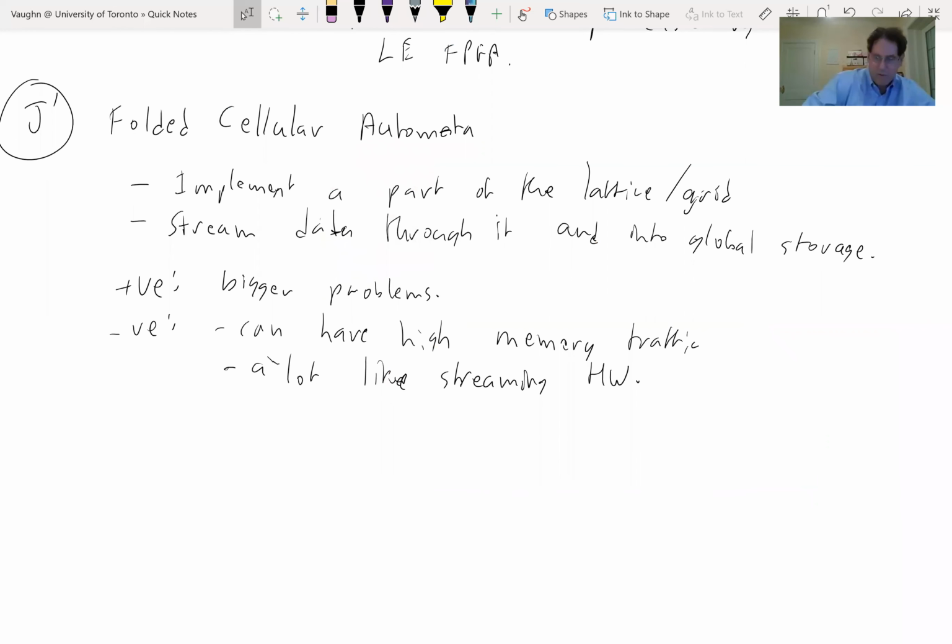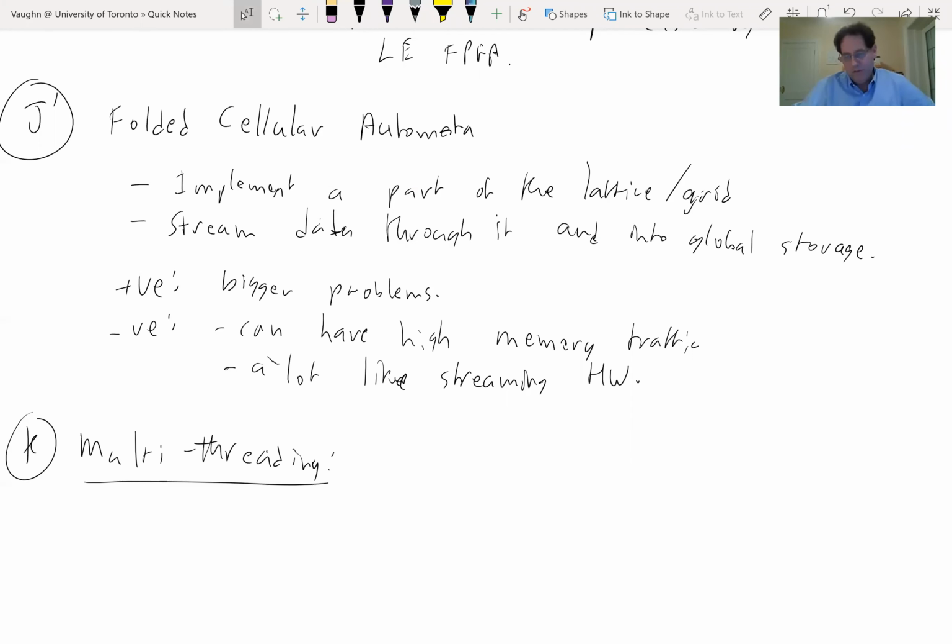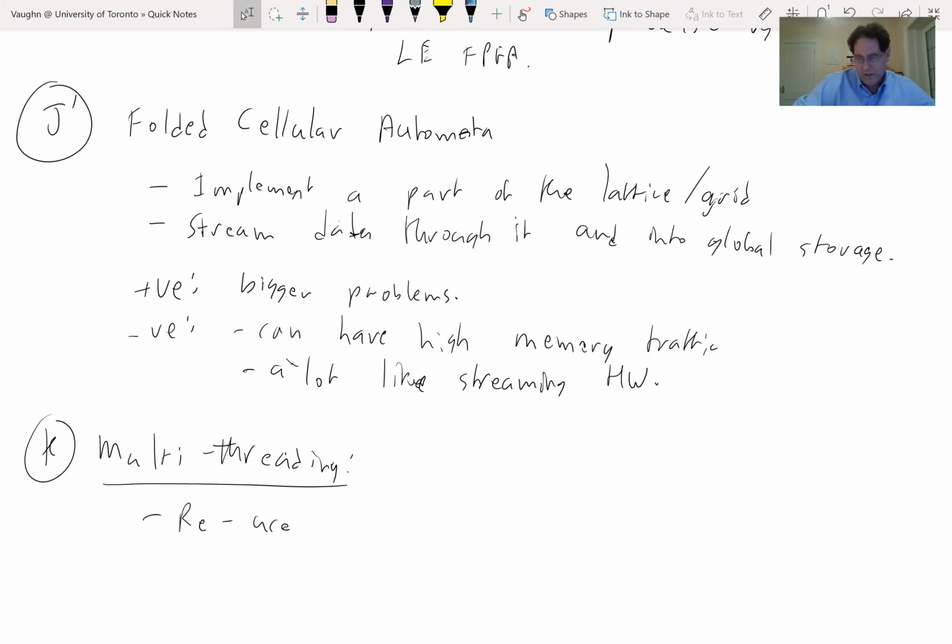Okay, so we're almost done with compute models. So let's talk about M. Or no, I'm actually up to K. Sorry, I skipped a whole bunch of the alphabet. Okay, so K is multi-threading. We already talked about multi-threading in streams, but it's more general than that. You can do multi-threading with all sorts of different kinds of hardware. It just means that you're going to reuse your hardware with multiple instruction or data streams.